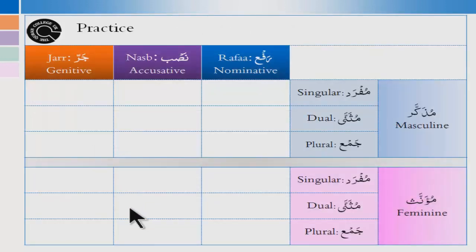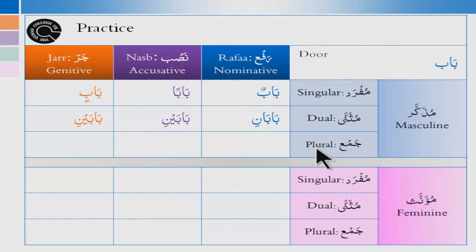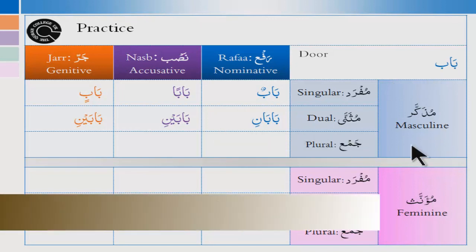Let's practice it and see if we can make the broken plural of something and then run around the whole table, and then we can identify it in different cases. The first one is bab. So its singular would be babun, and then if you take it to the nasab, that will be baban and babin. The muthanna would be babani, and that's the nasab of the dual case. I don't have to revise those things again because we already have done that. What we need here is to practice so that we can understand how things actually work.